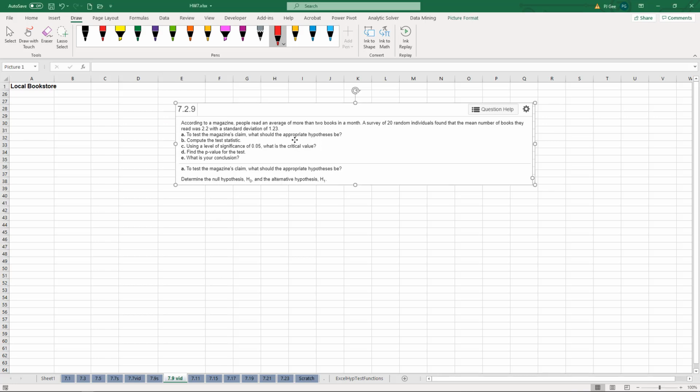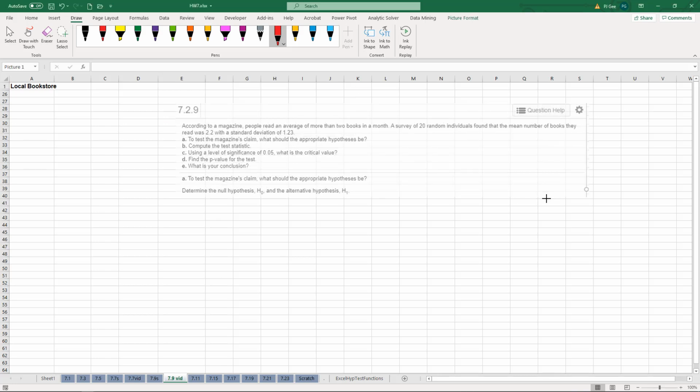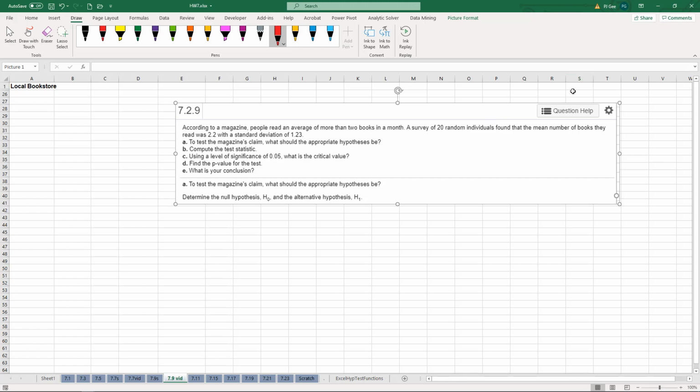Okay, for problem 7-9 here, we have a question about how many books people read. The magazine is making a claim that people read an average of more than 2 books in a month. A survey of 20 random individuals found that the mean number of books they read was 2.2 with a standard deviation of 1.3. So to test the magazine's claim, what should the appropriate hypothesis be?